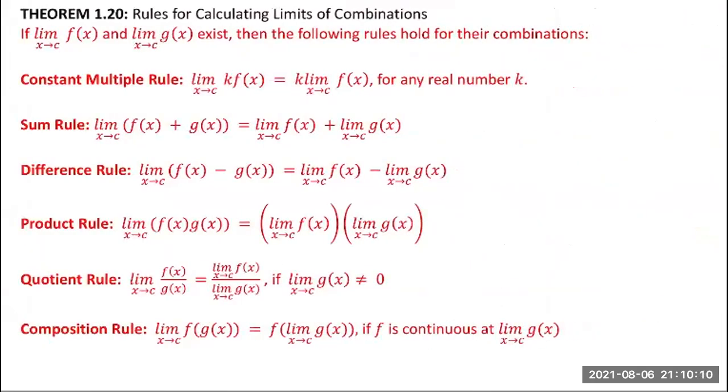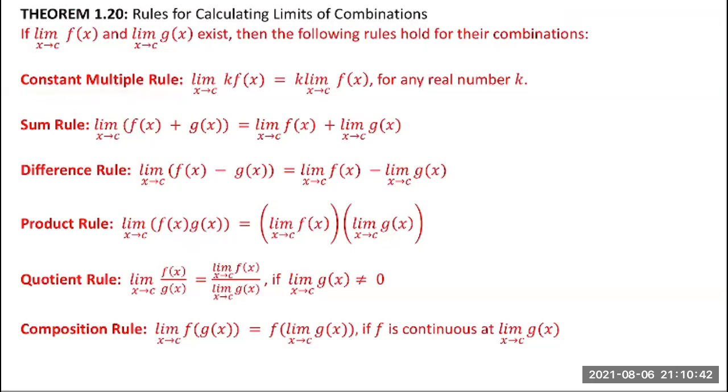All right, here, first we have this theorem, rules for calculating limits of combinations, okay? So if the limit as x approaches c of f of x and the limit as x approaches c of g of x exist, then the following rules hold for their combination. Okay, note that we are assuming that these two limits exist. Okay, with that assumption, we have these rules. Okay, what is the first rule?